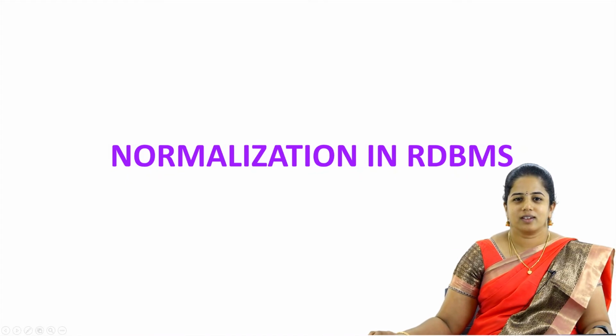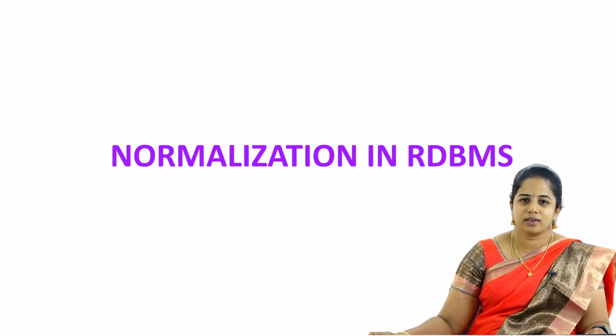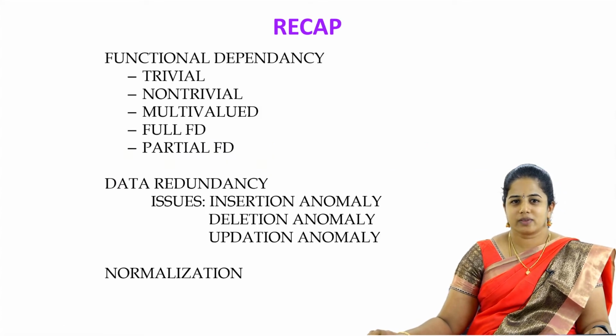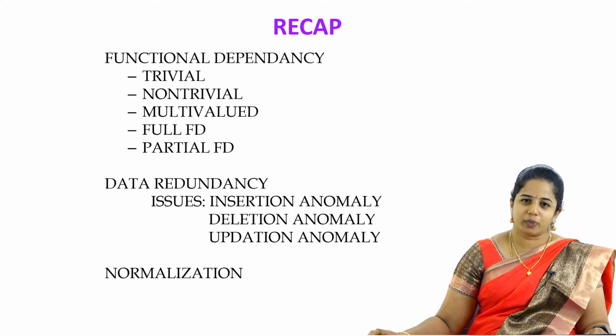Hi students, in this video we are going to see about normalization and its types. In the previous session we have seen what is functional dependency and what is data redundancy and why we are going for normalization. So what is a functional dependency? A functional dependency is a relationship between two attributes in a relation.